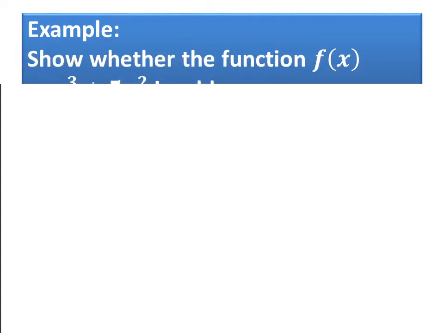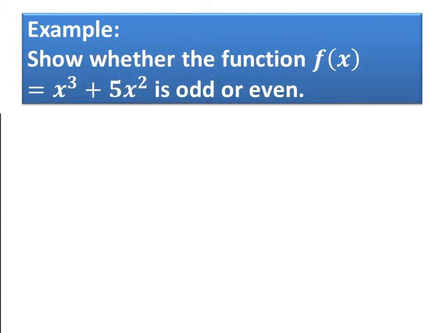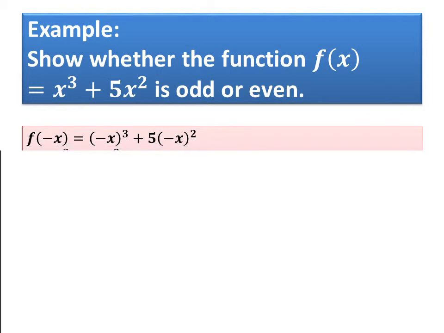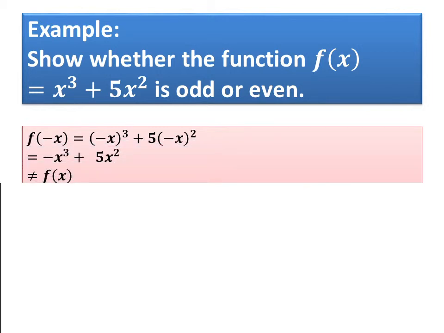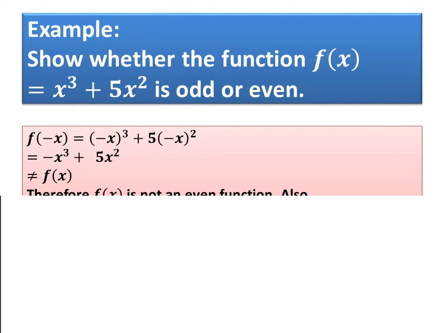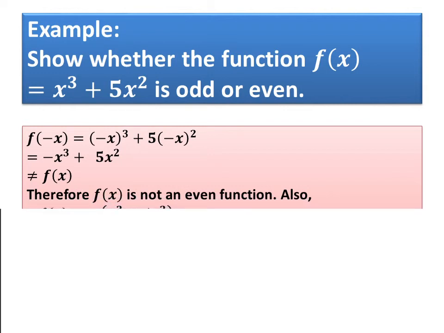Here we have an example which shows that not all functions should be either even or odd. So show whether the function f of x equals x cubed plus 5x squared is odd or even. We start with evaluating f of minus x. We plug a minus x for each x. So I have minus x all cubed plus 5 times minus x all squared. Minus x all cubed, this is equal to minus x cubed. But minus x all squared, this is equal to x squared. So we arrive at minus x cubed plus 5x squared. This is not the original function we had. This is not equal to f of x. Therefore, the function is not an even function.